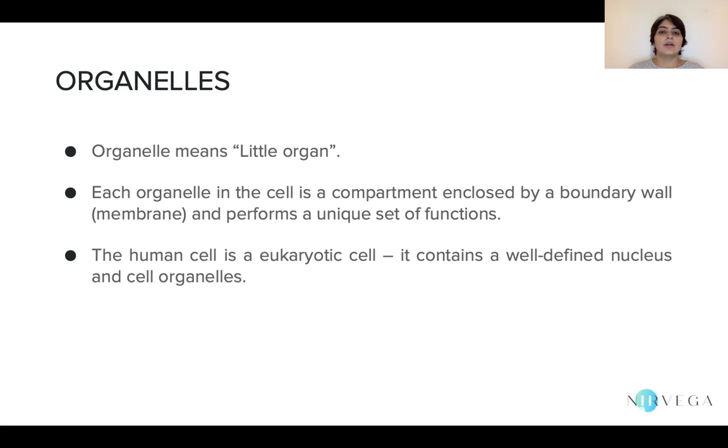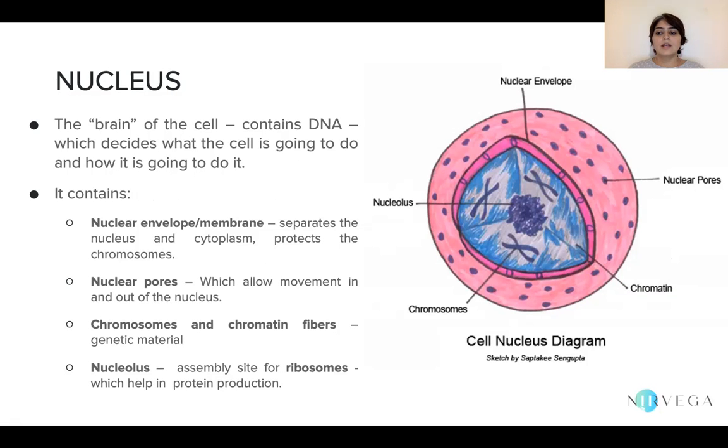As I mentioned in the earlier video, the human cell is eukaryotic in nature. That is, it has a well-defined nucleus and cell organelles. So let us understand what are the different organelles in the human cell. Coming first to the nucleus. The nucleus is considered the brain of the cell. It is the structure which controls what happens within the cell and how the cell behaves. It contains DNA, which is going to decide what the cell is going to do and how it is going to do it.